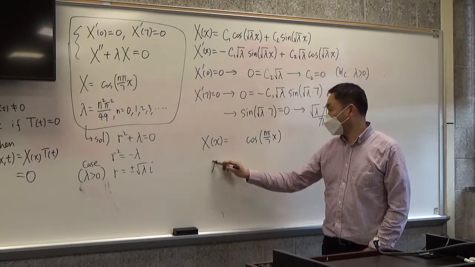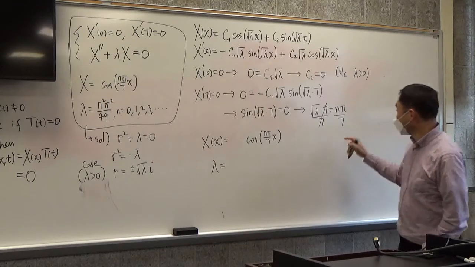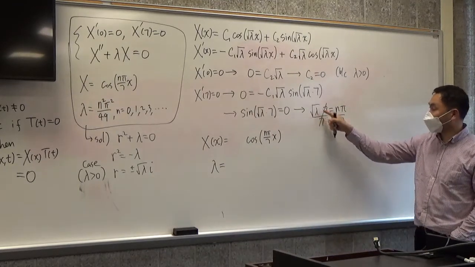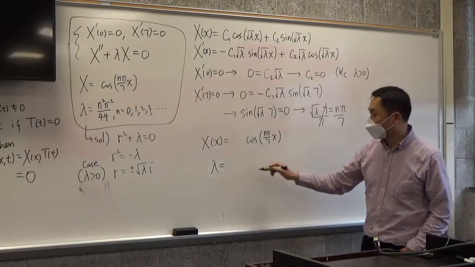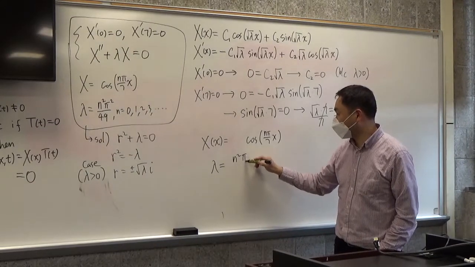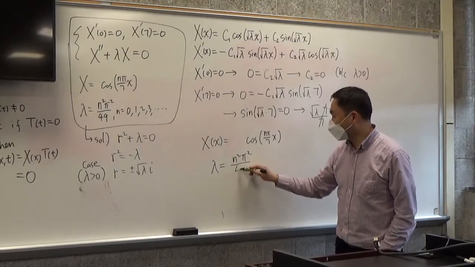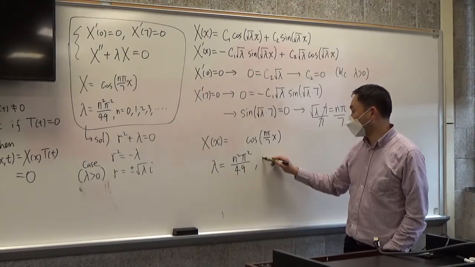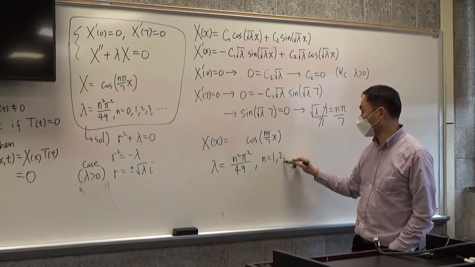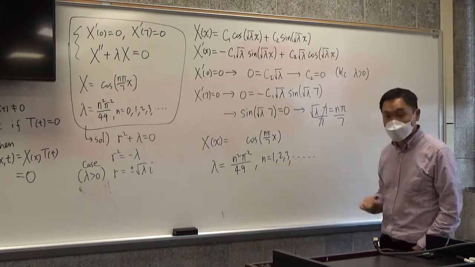And then lambda would be, now for lambda itself, you have to square both sides, and the result is that you get n squared pi squared over 7 squared, which is 49. And n would start from 1, 2, 3, and so on, okay?